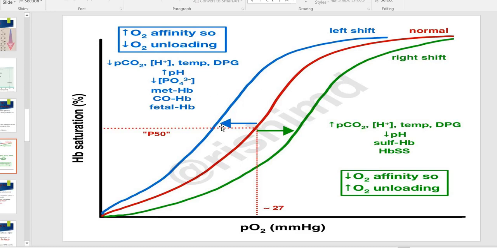Let's see the left shift. P50 will need low pressure of oxygen to reach the 50% saturation of hemoglobin with oxygen. So this will increase the affinity of hemoglobin to be saturated with oxygen and will decrease the release of oxygen to the tissue. This is the meaning of right shift and left shift.